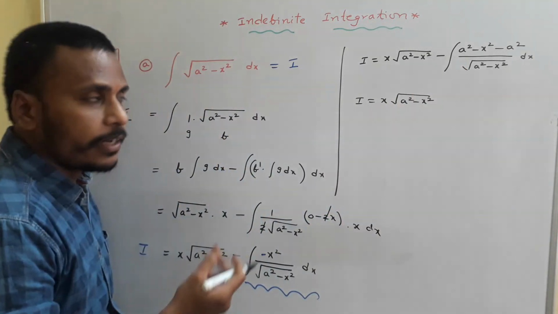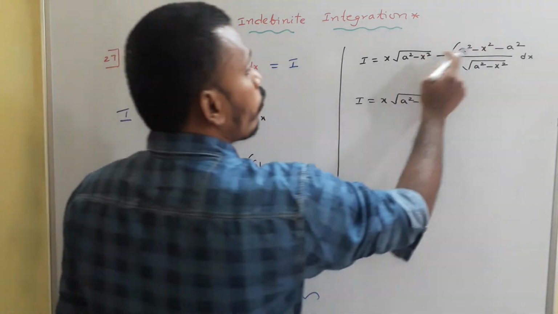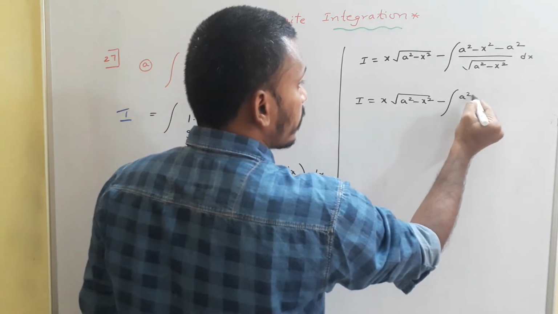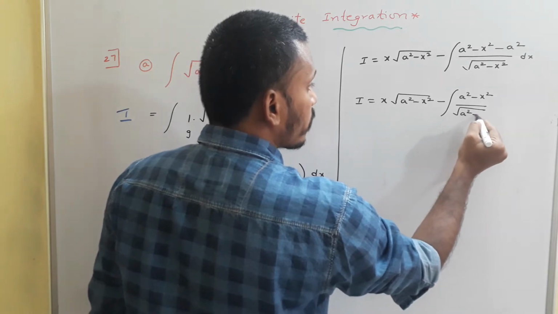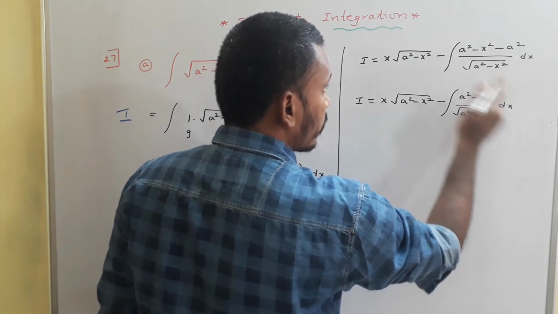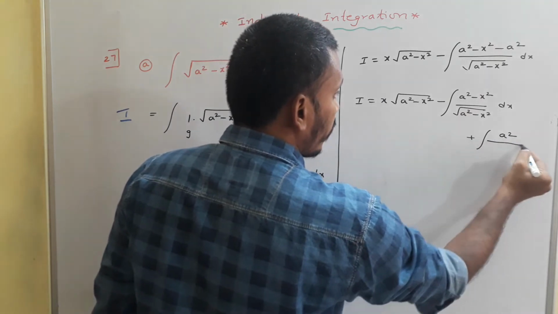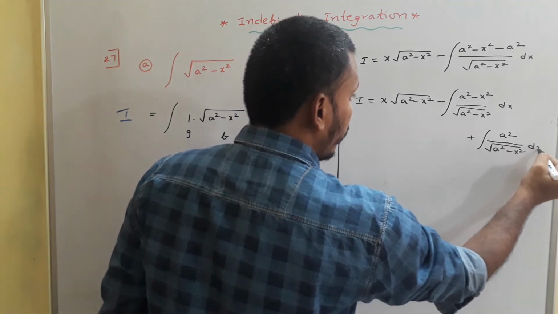Now you just simply split it. So a square minus x square by this root, minus of minus plus a square by this root. So this is minus integral a square minus x square by root of a square minus x square dx. Minus of minus is plus integral a square divided by root of a square minus x square dx.